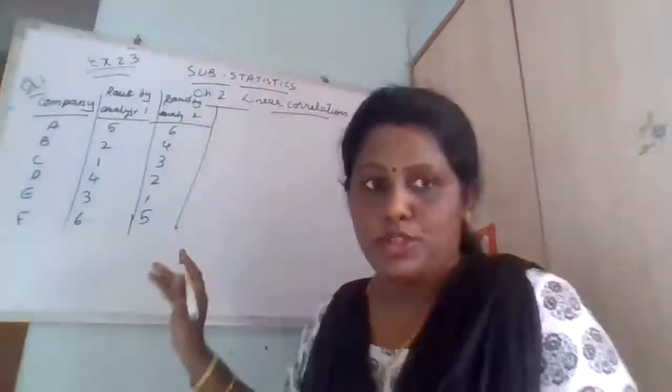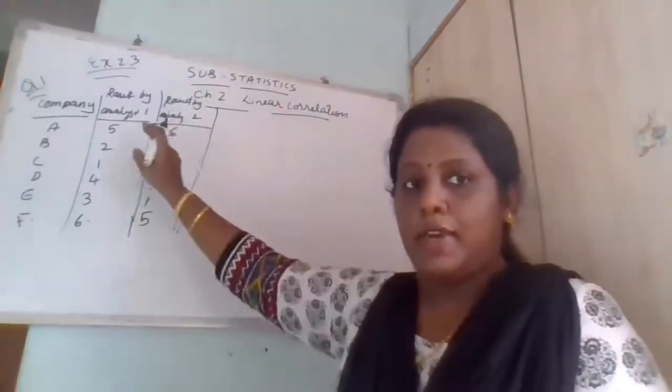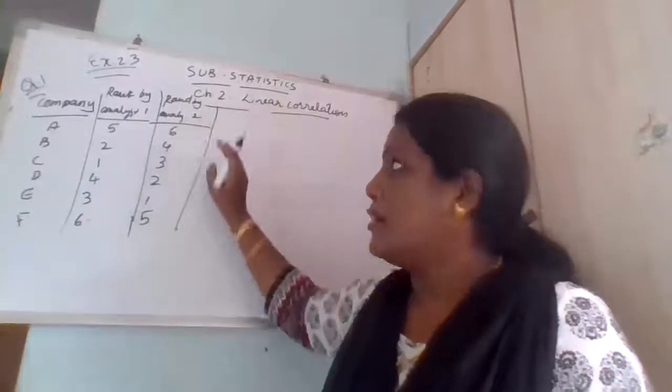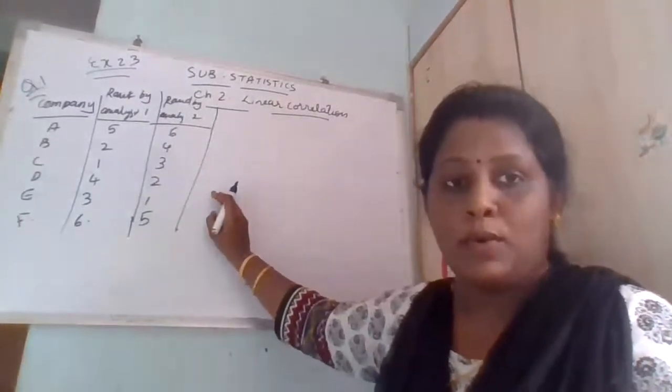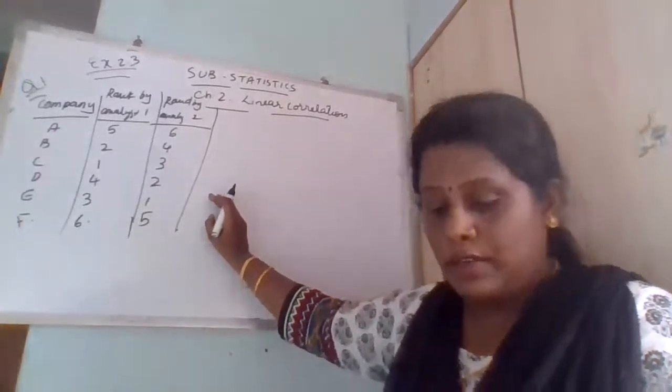So this is our question. Companies are given as A, B, C, D, E, and F. Then rank by analyst 1 is given as 5, 2, 1, 4, 3, and 6. And rank by analyst 2 is given as 6, 4, 3, 2, 1, and 5. This is the question. Now we will write our formula.